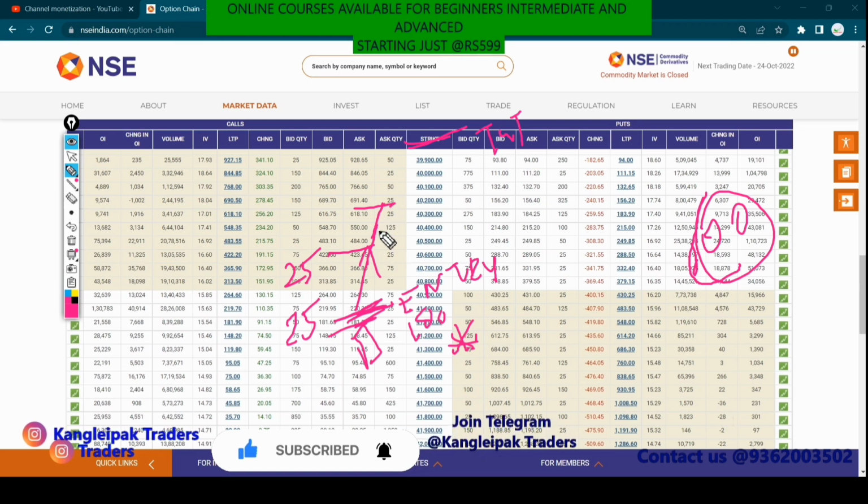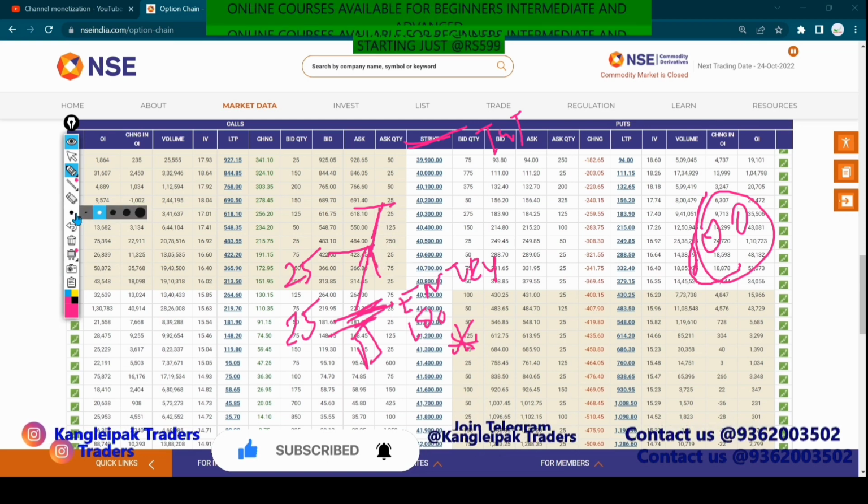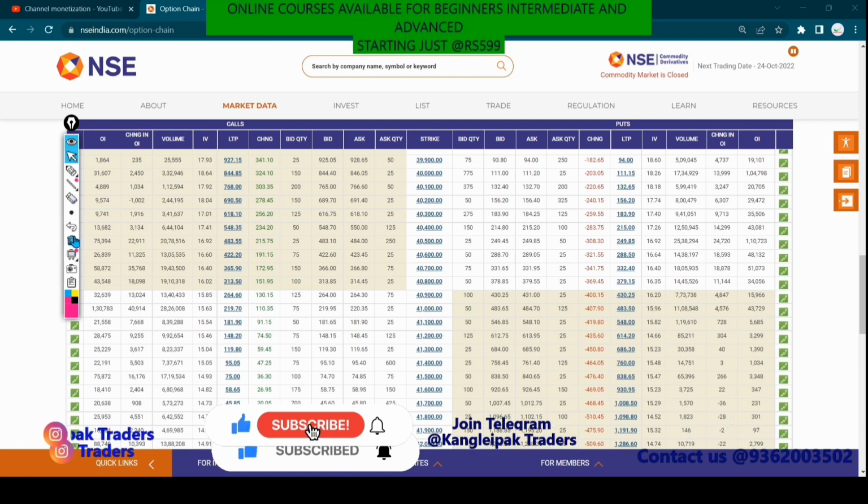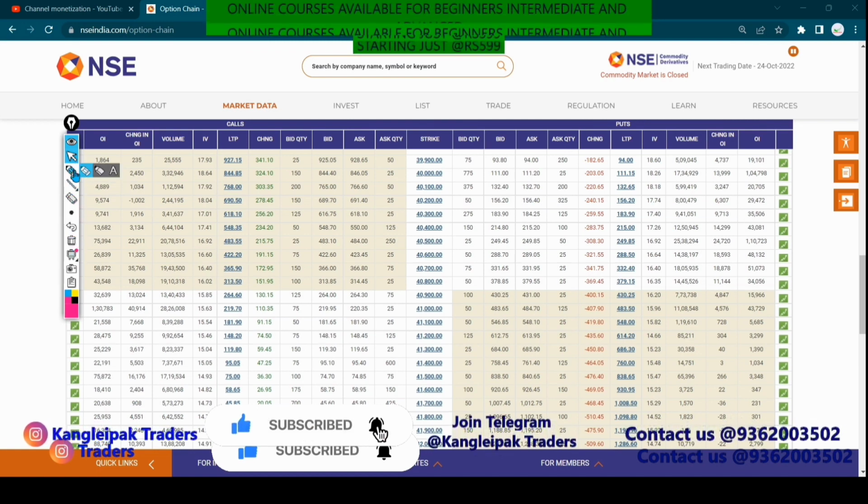Now let's say the market goes up and again it reverses. If it reverses again, then you can take your stop loss here at cost. So this is the technique, this is the logic behind this target.